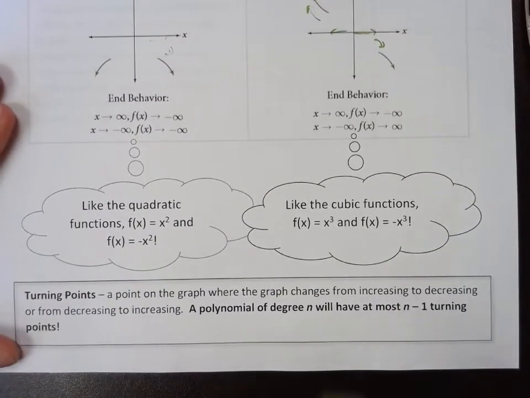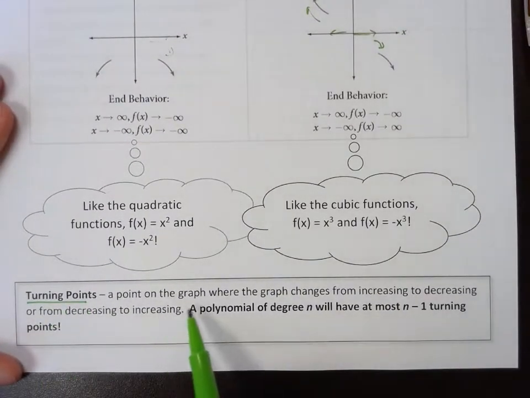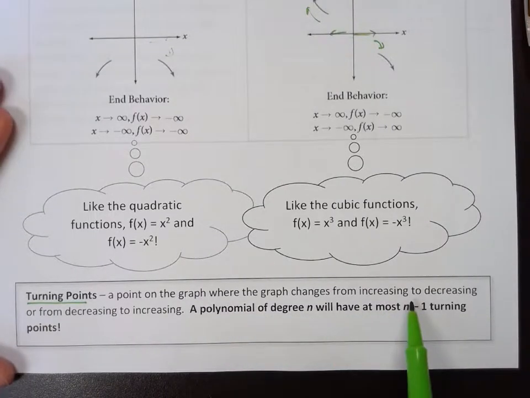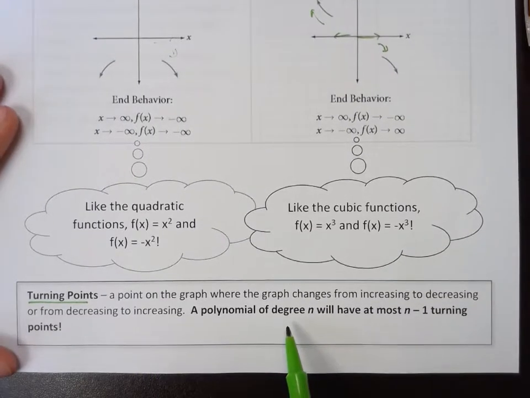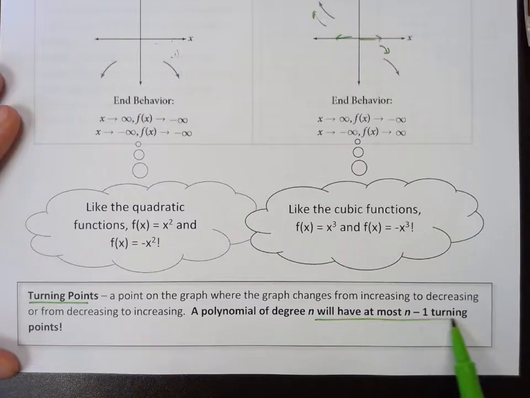A turning point is a point on the graph where the graph changes from increasing to decreasing or from decreasing to increasing. And a polynomial of degree n will have at most n minus 1 turning points.